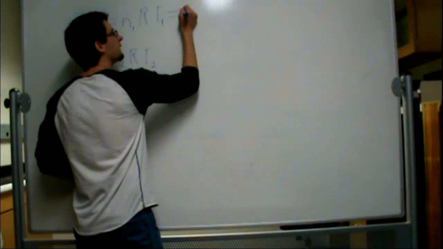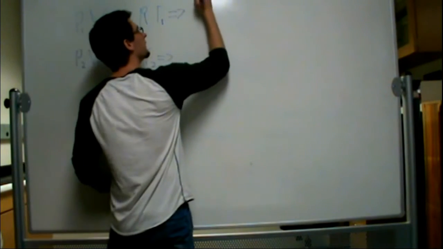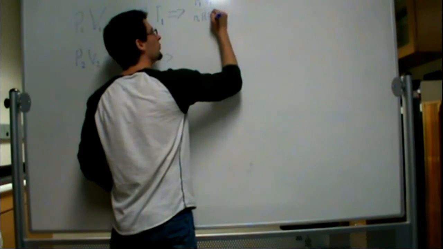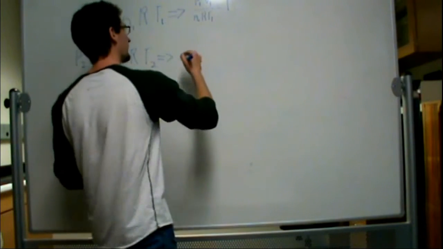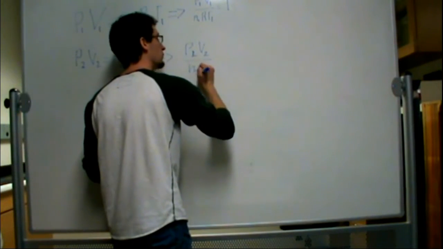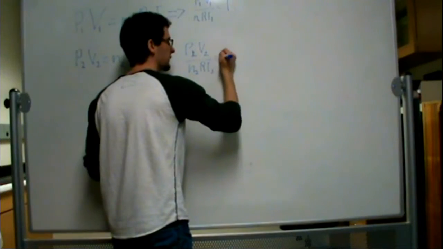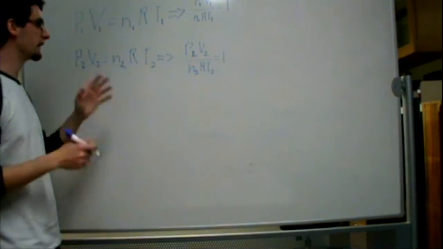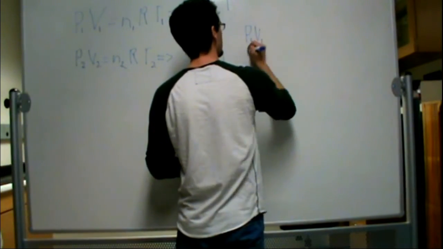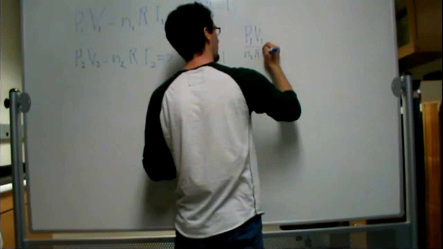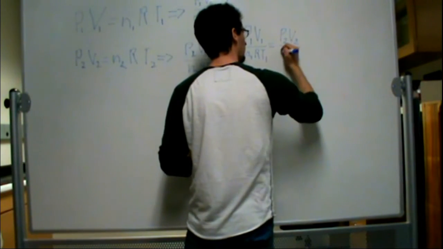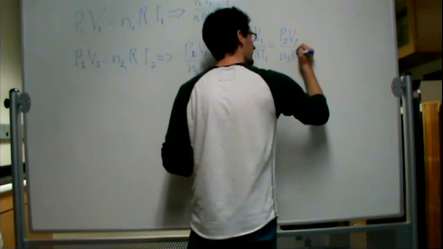Now, these two equations can be manipulated so that on one side we have P1 V1 over N1 R T1 is equal to 1. And we can do the same thing for this bottom equation: P2 V2 over N2 R T2 is also equal to 1. Since they're both equivalent to 1, we can set them equal to one another. So, P1 V1 over N1 R T1 is equal to P2 V2 over N2 R T2.